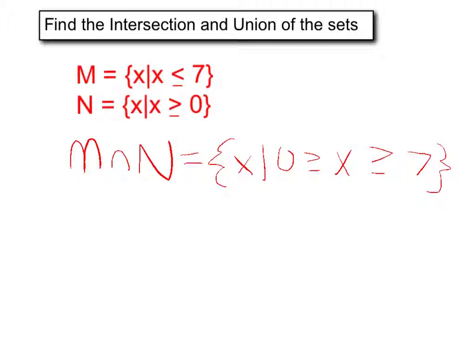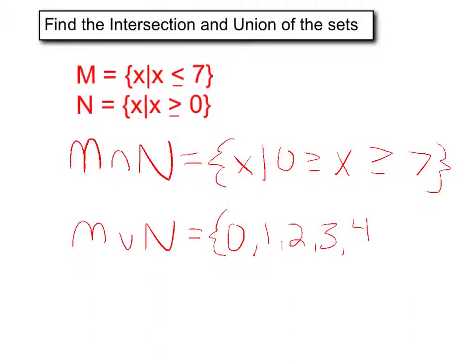Now, to find the union, we must find all the possible numbers that are between M and N. To do that, we put the numbers between 0 and 7, because the first inequality could be anywhere between 7 and negative infinity, and the other inequality stands for any number between 0 and infinity. So then basically we take out the numbers that are similar in these sets, which is 0 to 7.